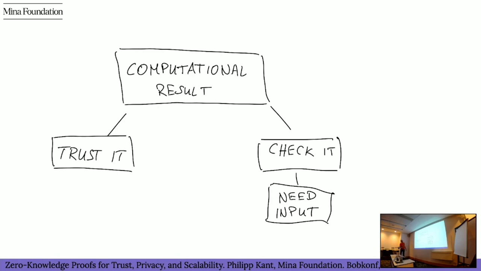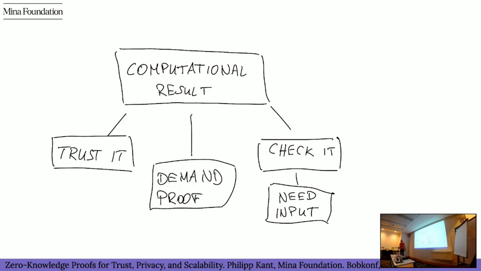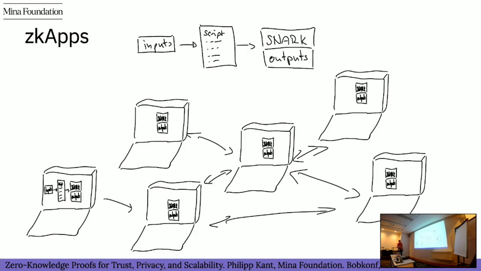So here you again have a computational result that you can't trust, and you would need to check it, and for that you would need the inputs. But if you can demand a proof instead, and the proof doesn't contain the inputs, then you can do better. You can write your script in a way that it takes the inputs, and then it creates the outputs, and along with the outputs, it creates a SNARK that proves that those outputs are a valid result of that script for some inputs that exist. And then you can just do the computation locally on your own machine and submit just the outputs and the SNARK to the system, and the system will act accordingly.